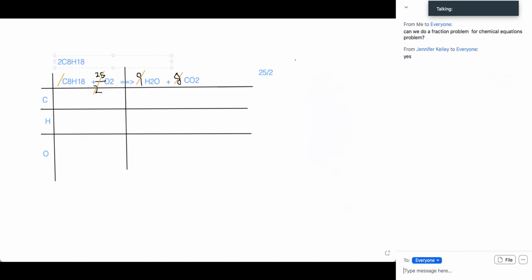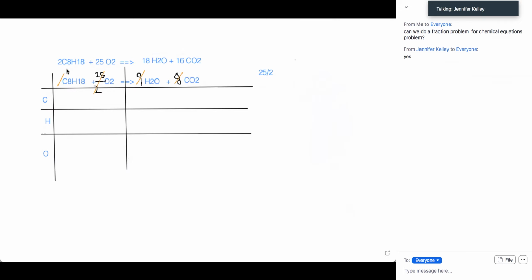So it's 2 C8H18 plus 25 O2 makes, and then on this side we've got 9 times 2 is 18 H2O, plus 8 times 2 is 16 CO2. And then now we have a good answer because nothing is a fraction and everything matches on both sides.